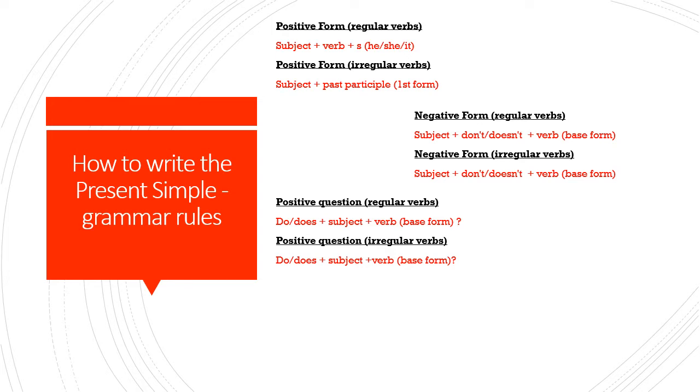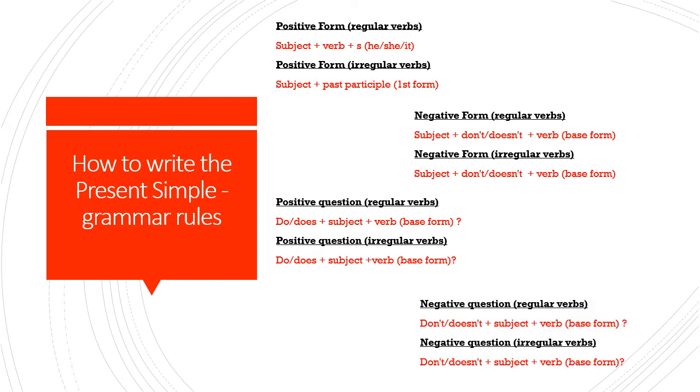If you want to ask a question, a positive question, then we need to start the question with do or does. And then you have the subject. And again, the verb, don't change it. Just leave it as it is, right up from the dictionary. And the positive questions for irregular verbs are exactly the same. If you're doing a negative question, then we just start it with don't or doesn't. And then you have the subject and the verb again in the base form, so don't need to change it.